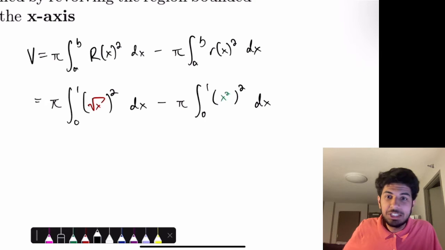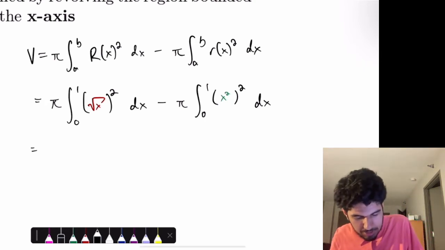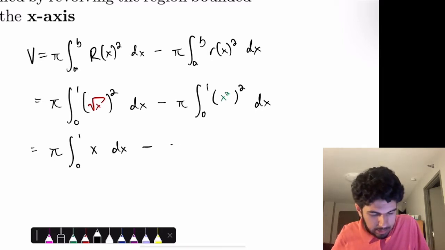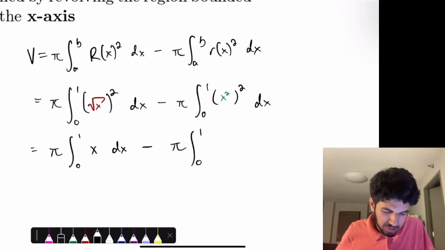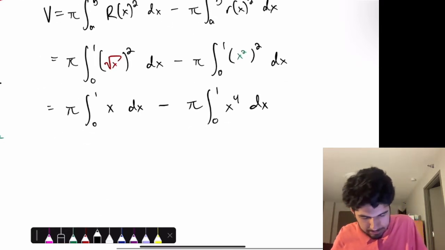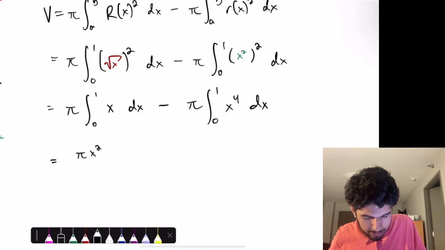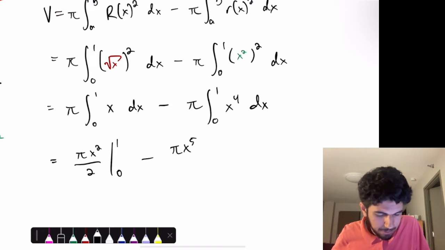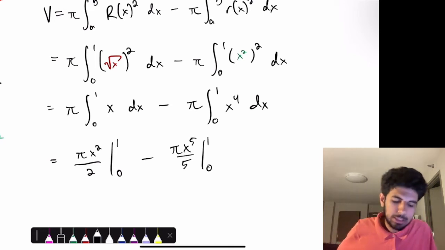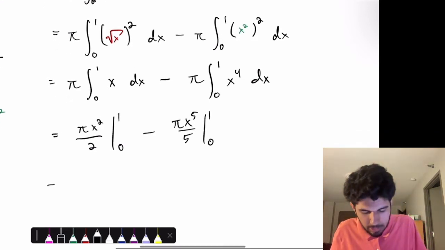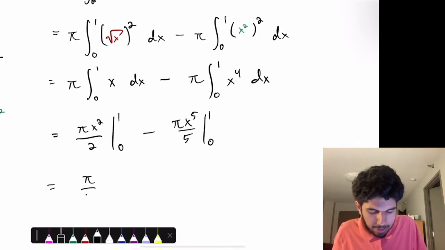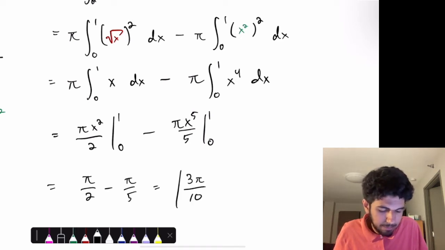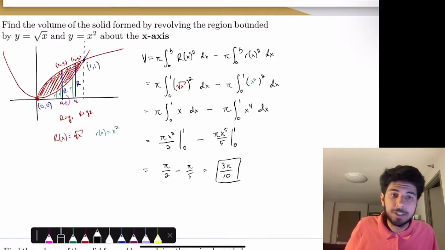Now we have all of our quantities, we just have to solve this integral. So let's do it. This is pi integral from 0 to 1, square root of x squared is just x. And then here we have pi integral from 0 to 1, x squared is x to the fourth dx. This is pi x squared over 2 evaluated from 1 down to 0, minus pi x to the fifth over 5 evaluated from 1 down to 0. That's just using the power rule. Now you just plug in and subtract, you'll get pi over 2 minus pi over 5, and that's equal to 3 pi over 10. And that's going to be the volume of our figure.